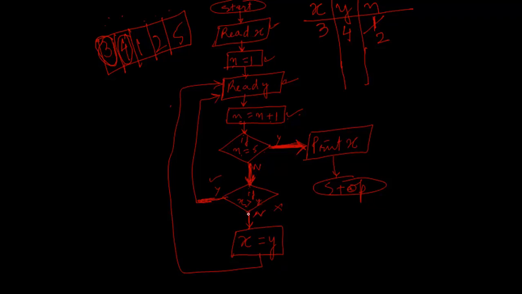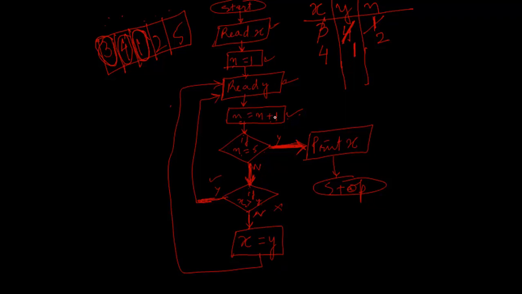If x is greater than y? x is not greater than y, so it will go to the no branch. x is equal to y, then x will be replaced by the value of y, and again it will try to read the next number, read y. Then I have to read a number like this one, read y and assign it to y. This one will be assigned to this y.